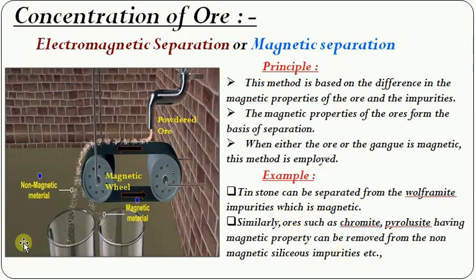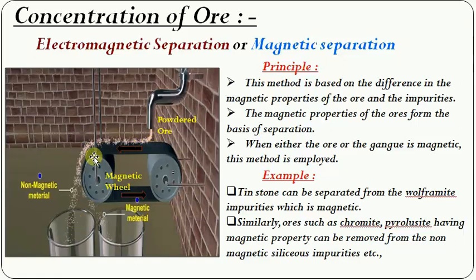You can see the diagram here clearly. The powder ore is poured onto the conveyor belt. There are two rollers, one of which is magnetic. You could say this roller is a magnetic wheel. So when the powder ore falls on this conveyor belt, this magnetic wheel will attract the magnetic particles and take them along with the wheel and drop them into a separate container, whereas the non-magnetic particles will fall as a separate heap in another container. This is the idea, right?